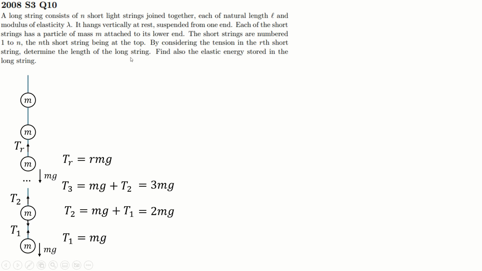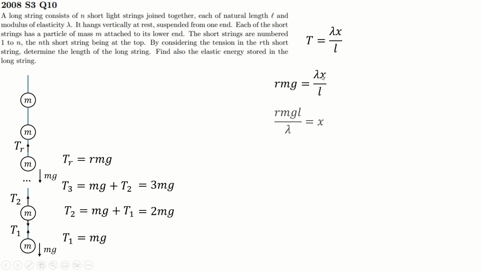And now determine the length of the long string. So consider the length of this entire thing. Well, it's clearly just n lots of L, because L is the natural length and there's n of them. But also then you need to add in the extension for each string every single time. Maybe the extension is the same for every single one, and you just need to add n of them, but maybe it's different. Of course, the extension is given by T equals lambda x over L. So if we rearrange that a little bit, or if we just shove the rth tension in for rmg, this is going to be the extension.